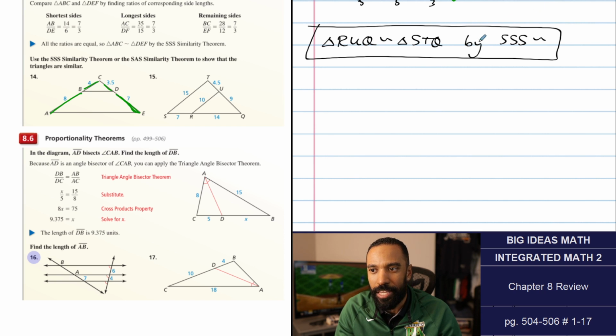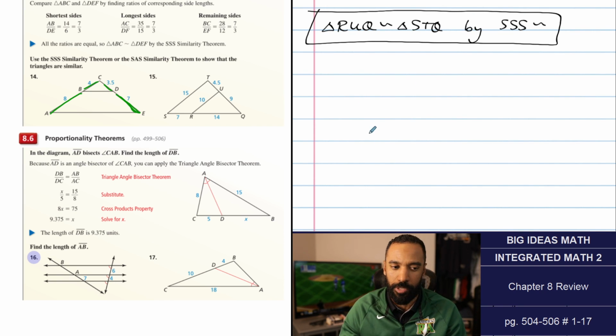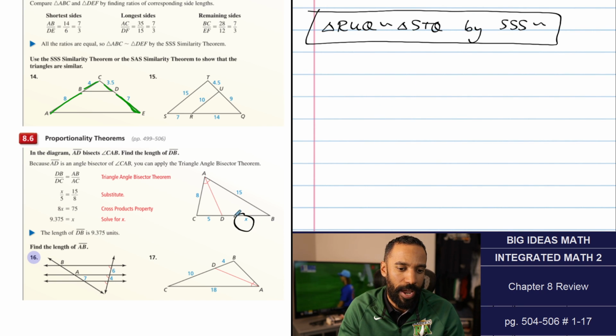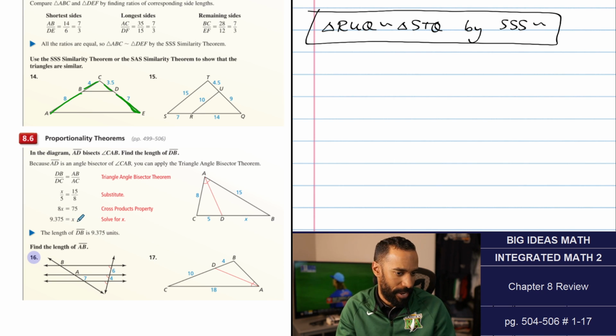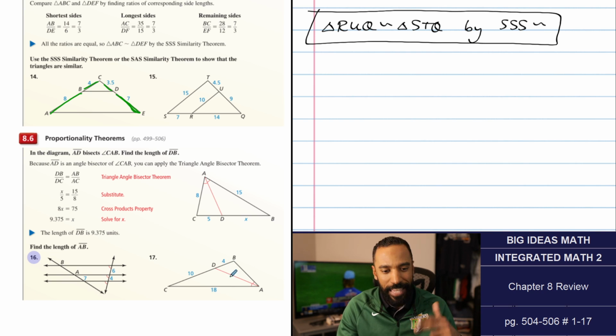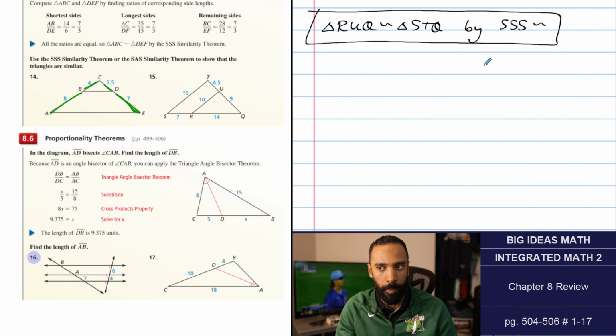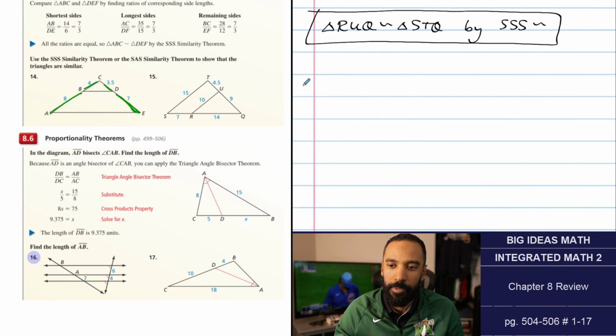I think we did a proof. I'm not going to really get into the proof, but once you start to see more of it, it's one part in one triangle and the corresponding part of the other triangle. They cross multiply, they solve for x, okay? And that is the length of 9.375 units. So in this problem with the angle bisector on 17, we'll make sure to have the same kind of setup. Let's look at number 16.